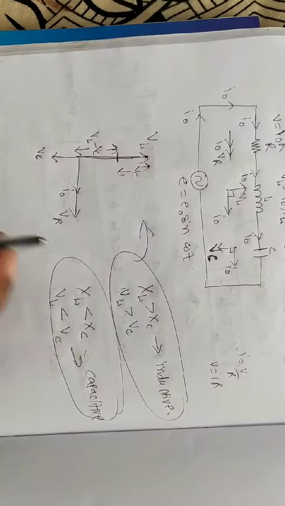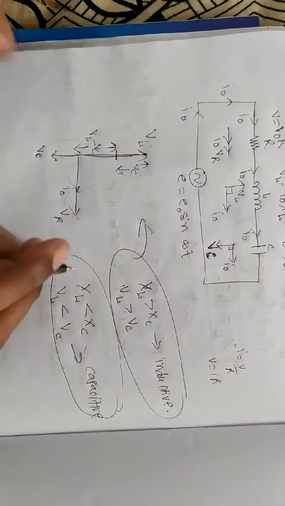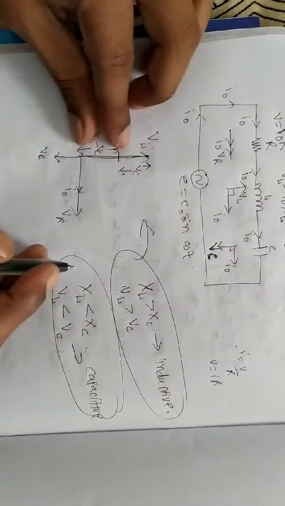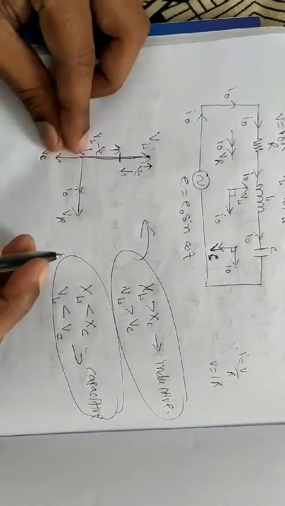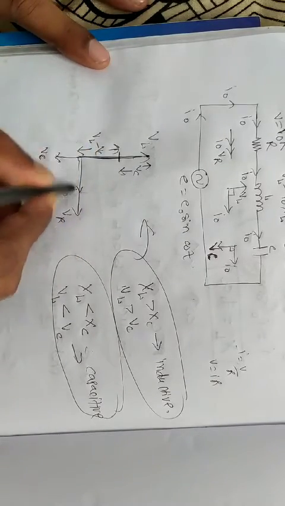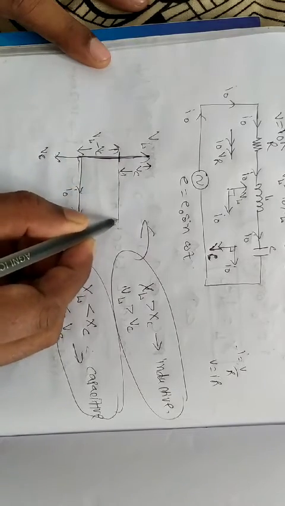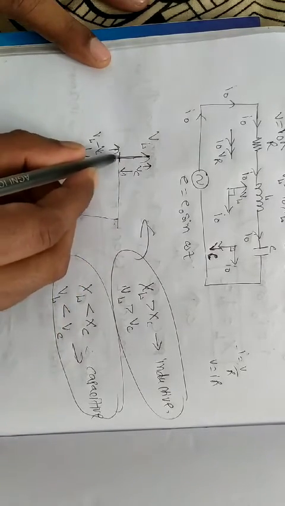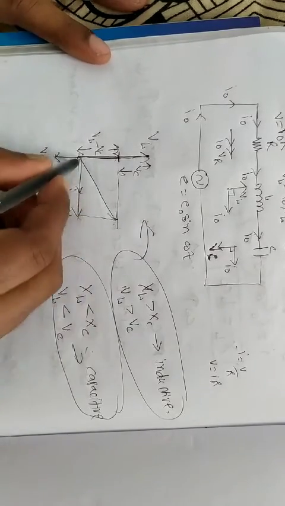Now I have to take the resultant of this and this. Because this is cancelled, this has no meaning. This is also cancelled, no meaning. So I have to take the resultant of this and this. How will we take the resultant? I will make a parallelogram, and this vector resultant will come in this direction.